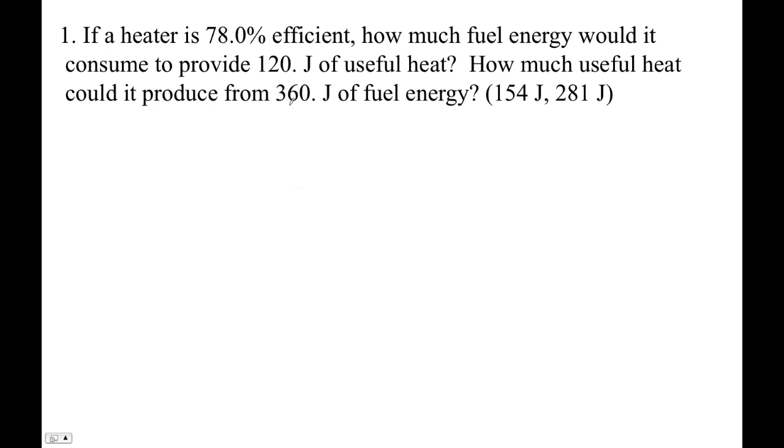Here's 6.1. The first question is always an efficiency question. Efficiency is always output over input, E-O-E. So it's work output over work input, right? And then, concept zero, this efficiency here is 0.780. Okay, so that's what to do with that.